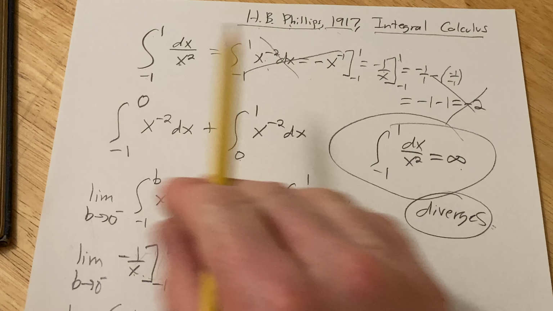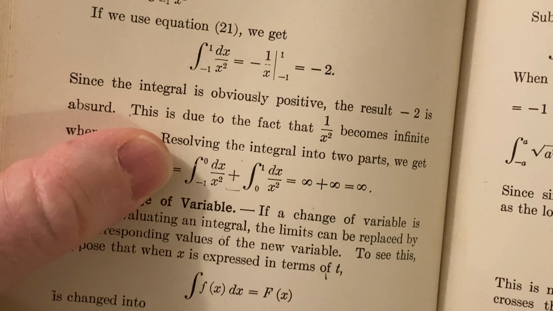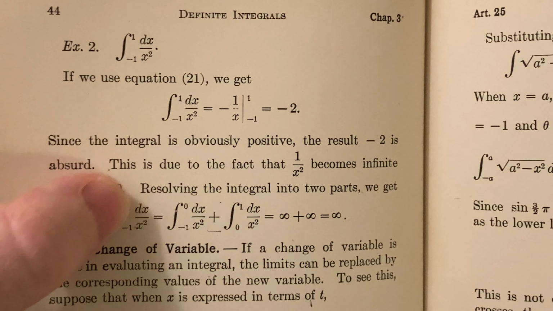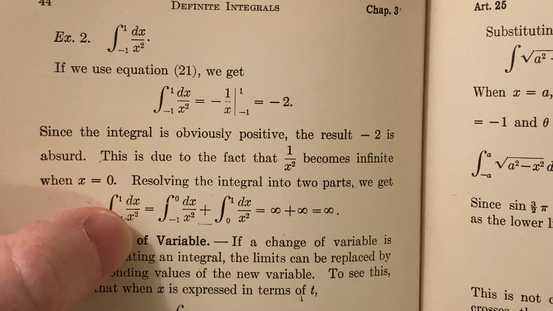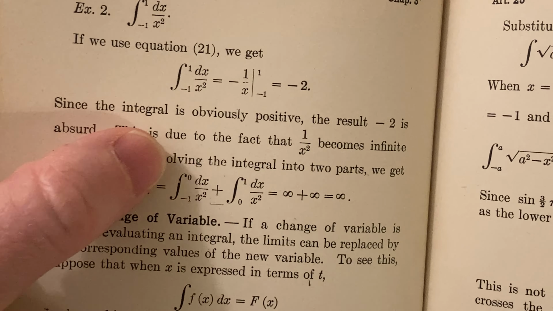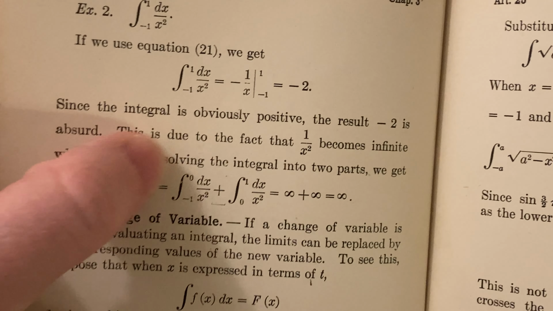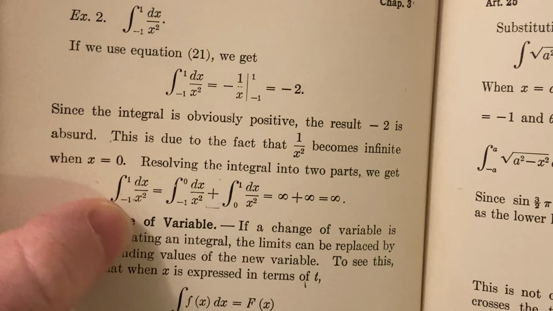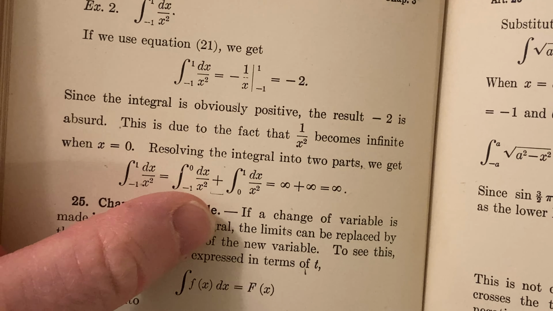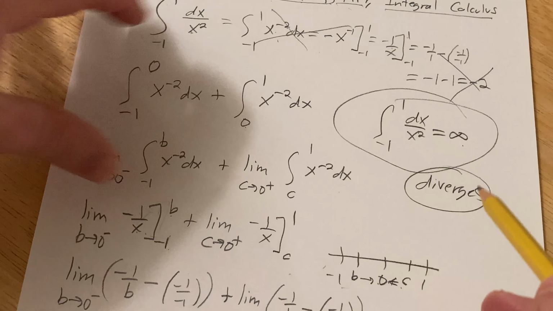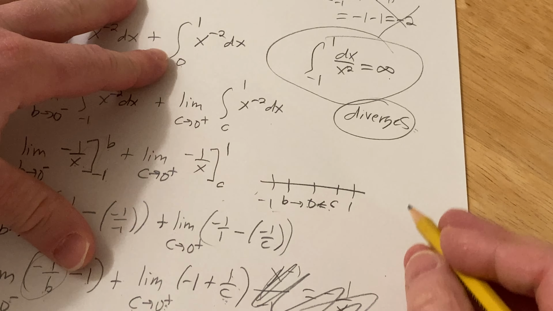Now, Phillips mentions nothing of this in the book. He goes over the example that I talked about here. He shows how it's negative 2. And then he says that it doesn't make any sense, because, he says, since the integral is obviously positive, the result negative 2 is absurd. And then he goes over here and basically shows you that it's infinity plus infinity. Now, what is he talking about, the integral obviously positive? Let me explain that here.